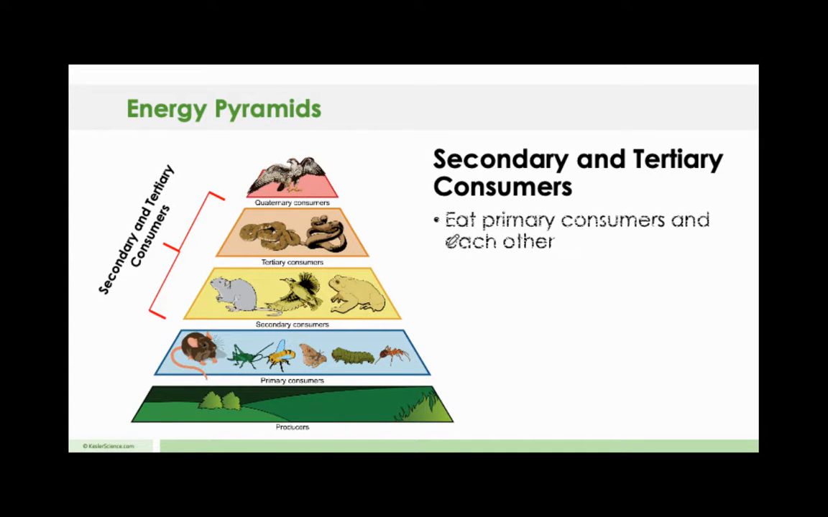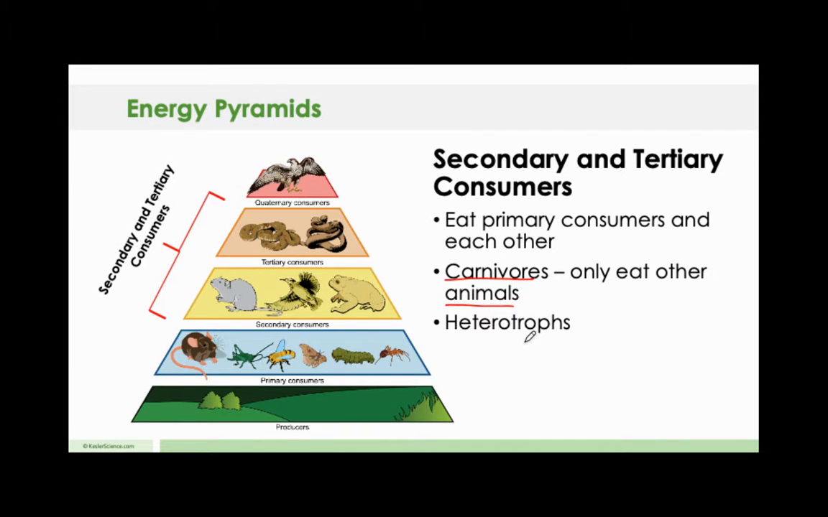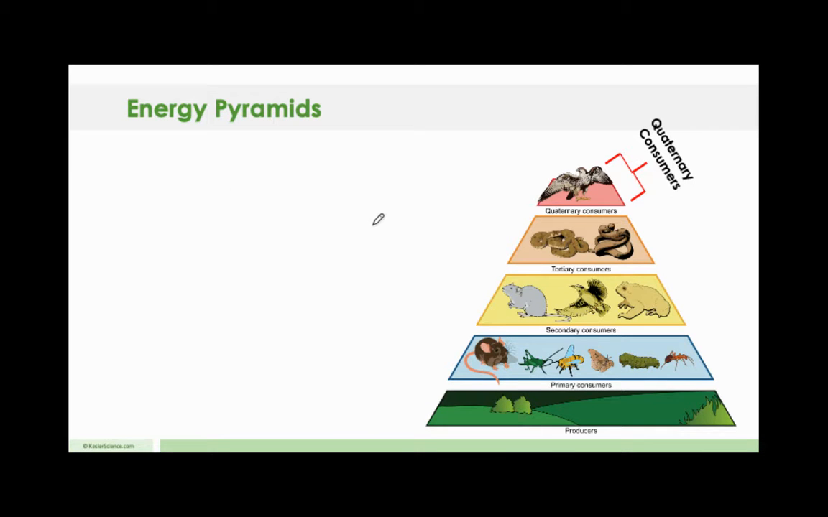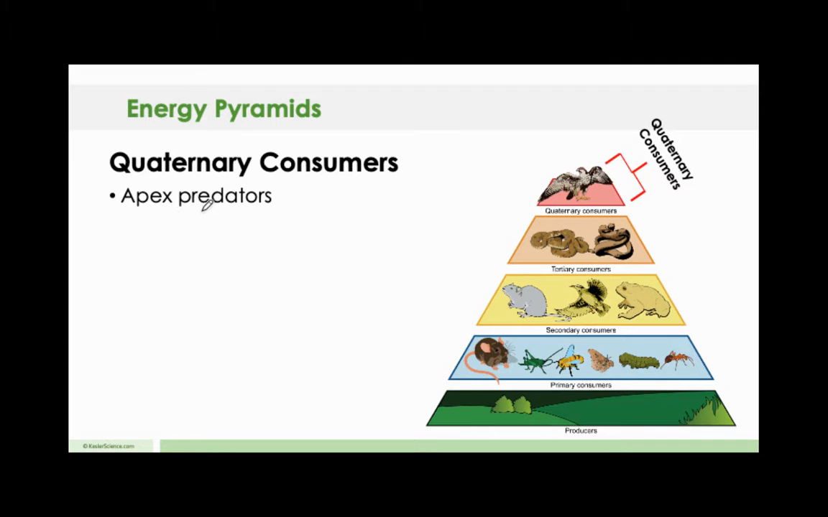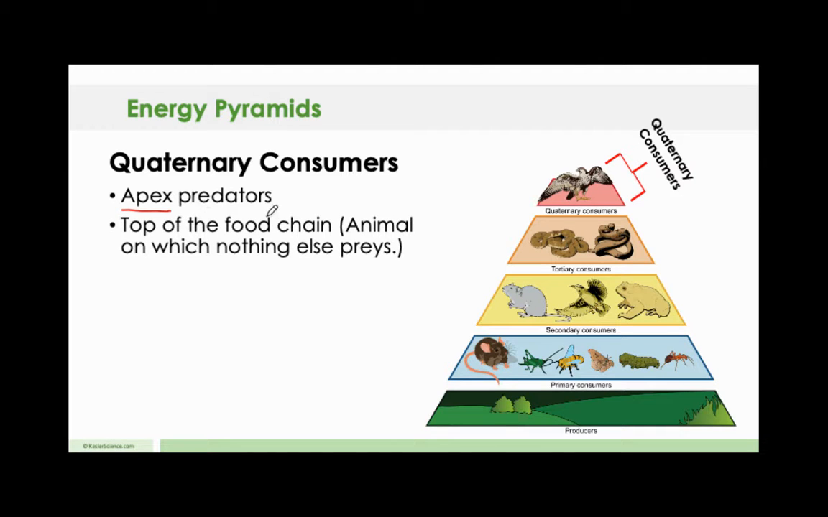Secondary and tertiary consumers eat primary consumers and each other, meaning not necessarily cannibalism, but they will eat other secondary consumers. They are carnivores, which means they only eat animals, and they are also heterotrophs, just like before. Then we have our quaternary consumers. There's a big word there that I mentioned a little bit last unit. These are going to be apex predators, meaning that nothing eats them. They're the top of the food chain. Nothing else attacks these apex predators. They are carnivores as well as heterotrophs.